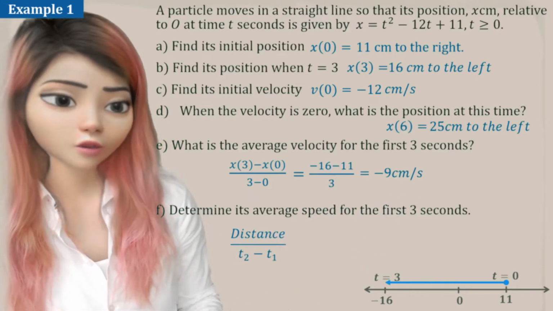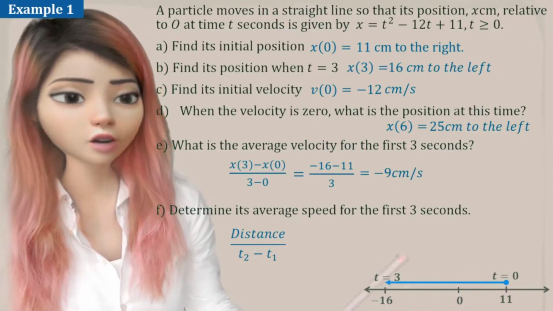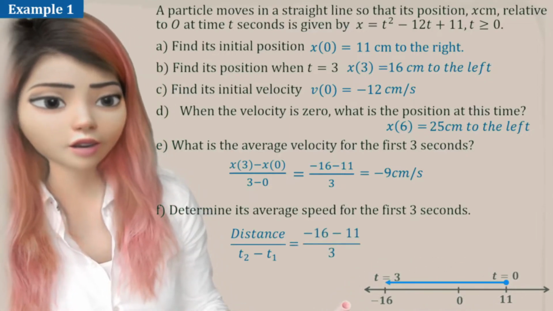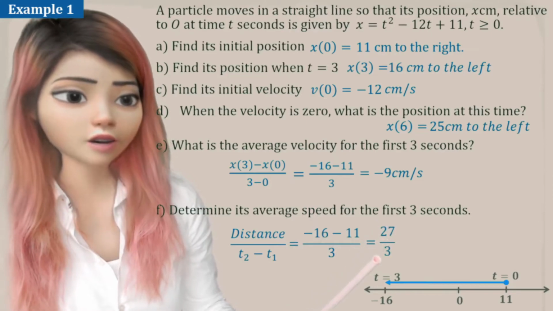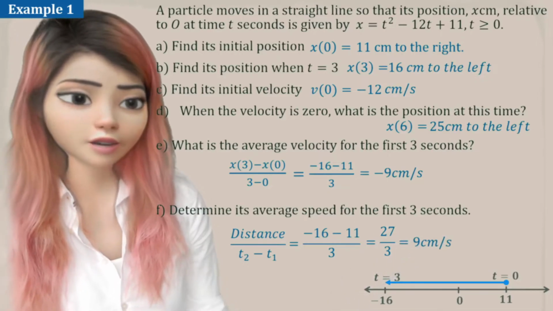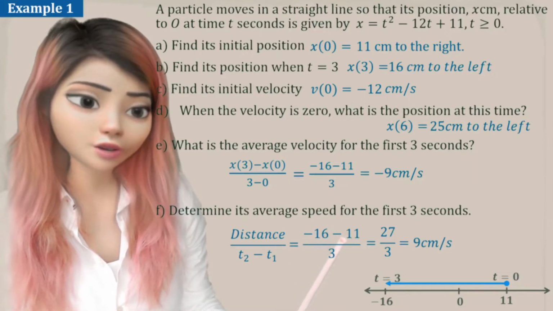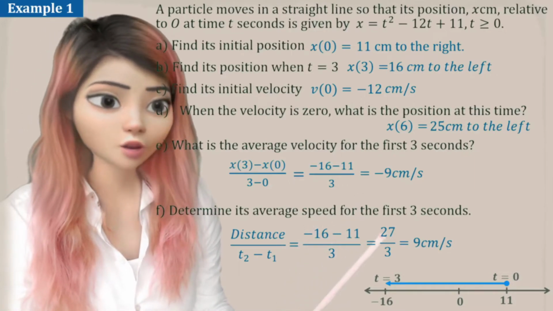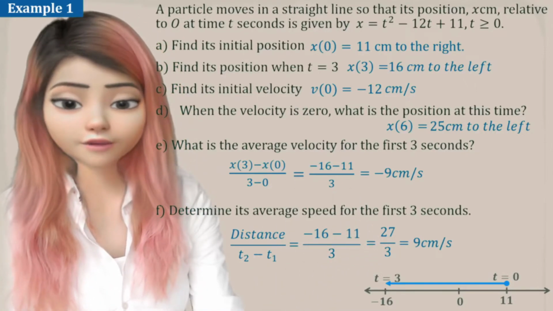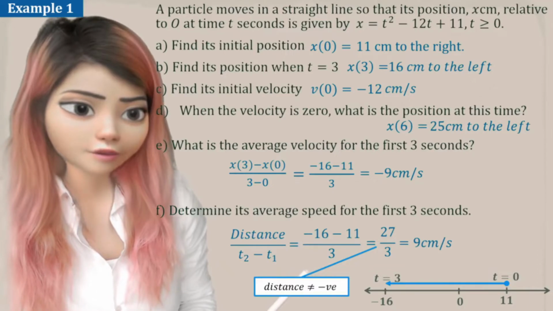Whereas for the distance, let's draw it out and try to understand it. In the first 3 seconds, we went from 11 to negative 16. In other words, we have traveled 11 and another 16. That's a total of 27 over the 3 seconds. So it is 9 centimeters per second. Now we notice that the final minus initial is minus 16 minus 11, which is minus 27. But we took the positive because speed cannot be negative. So be very careful when we work out this section that the distance is never negative.